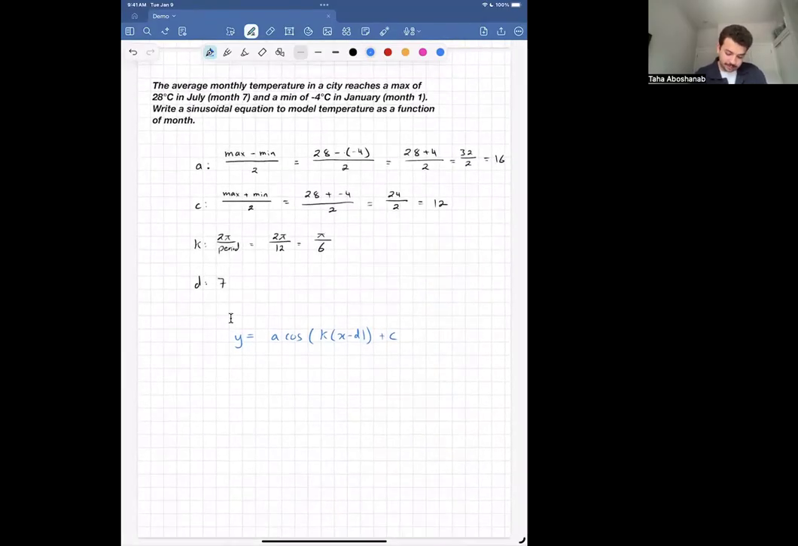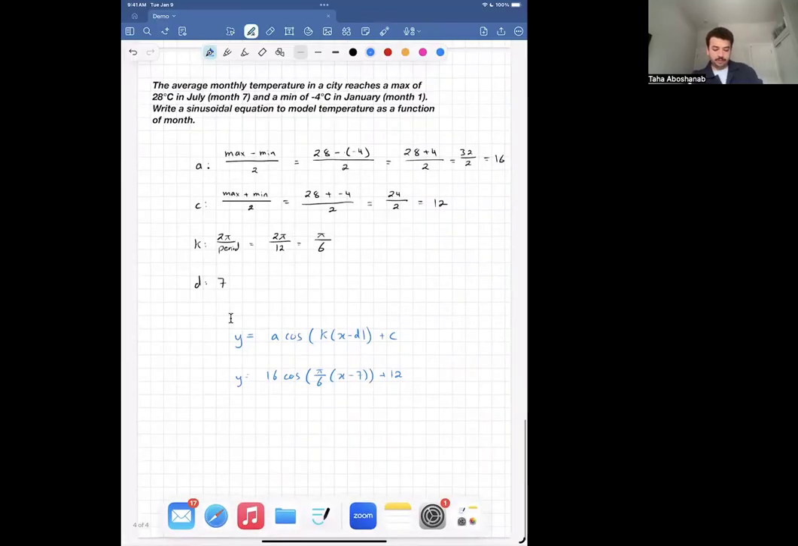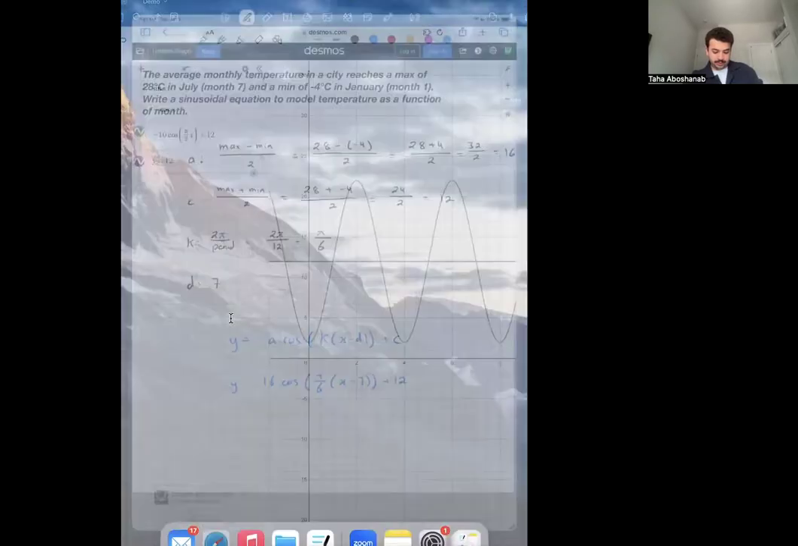Plugging all our values that we just found out, which is most of the heavy lifting that we've done so far. Now it's just plugging in. That becomes 16 cos. The k that we found was pi over 6. x minus the d was 7. And then plus 12. And that beautifully models the temperature in a city like Toronto. Let's take a look what this looks like.